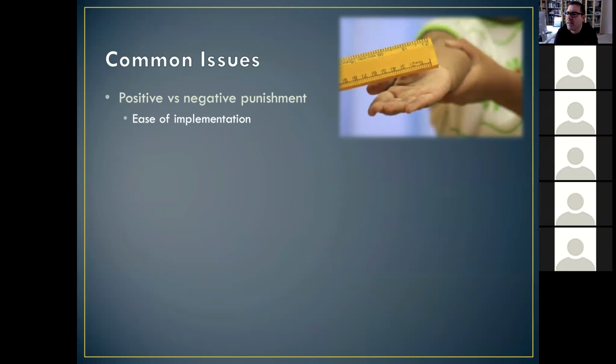And that is an advantage and a disadvantage, right? Because why is punishment easy to implement? Usually because if you're going to implement some sort of punishment contingency to reduce problem behavior, well, you actually don't need to identify the function of the behavior, right?